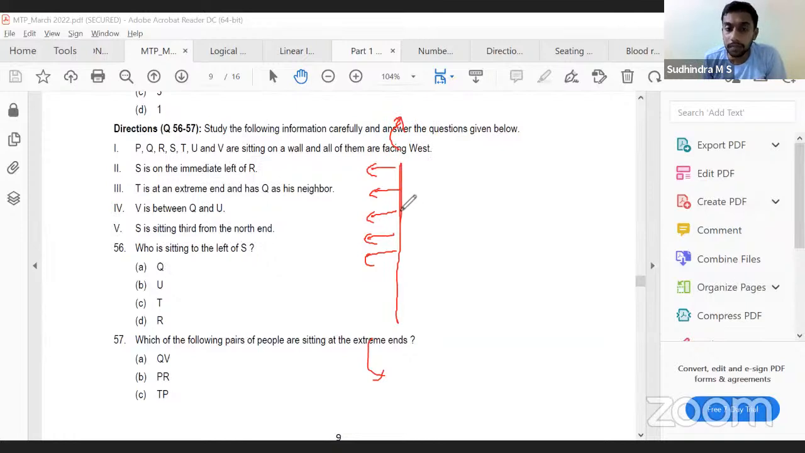So where is he sitting? Middle. Here. S is sitting here. Correct. Now, with regard to S, they have given us some comparative information. S is on the immediate left of R. So where will R sit? Second position, above S. Yes, above S. Correct. R is sitting here. Immediate left of R, S is sitting.